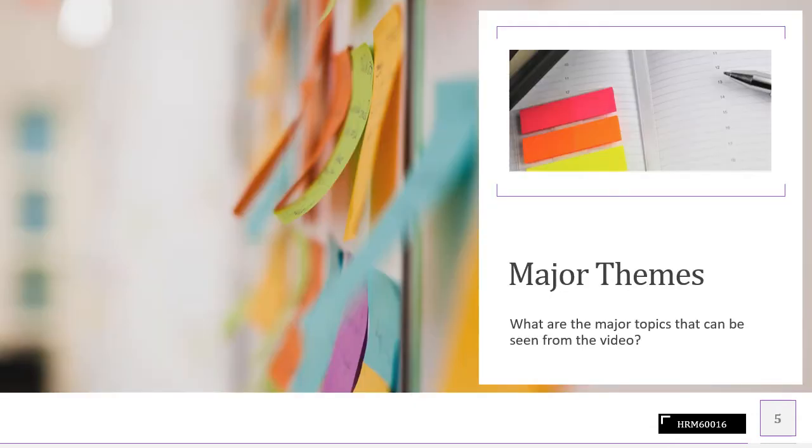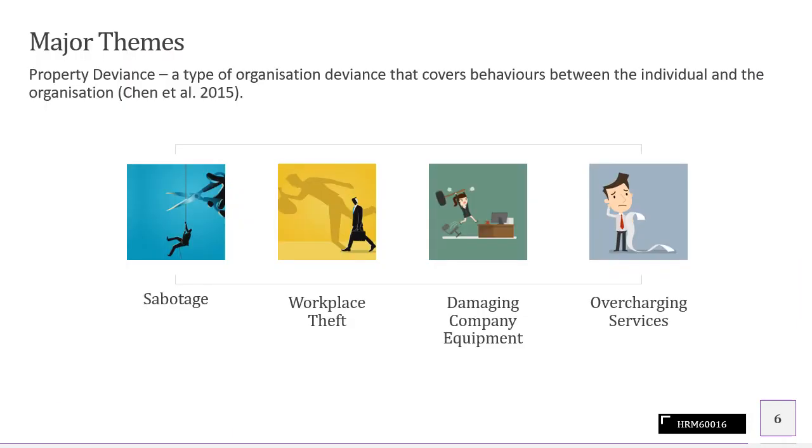Moving on, we will look into what property deviance is and what the major themes depicted in the video are. Property deviance is a type of organizational deviance that covers behaviors between the individual and the organization. It's a major deviant behavior involving harming, damaging, or acquiring an organization's tangible assets without authorization, and can be manifested in a number of ways or through the themes as seen in our video.